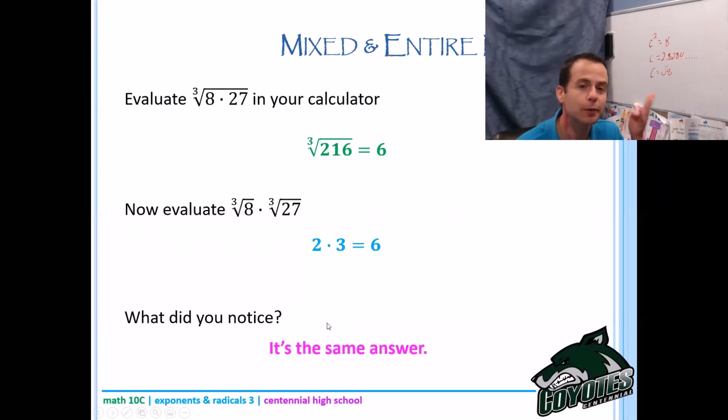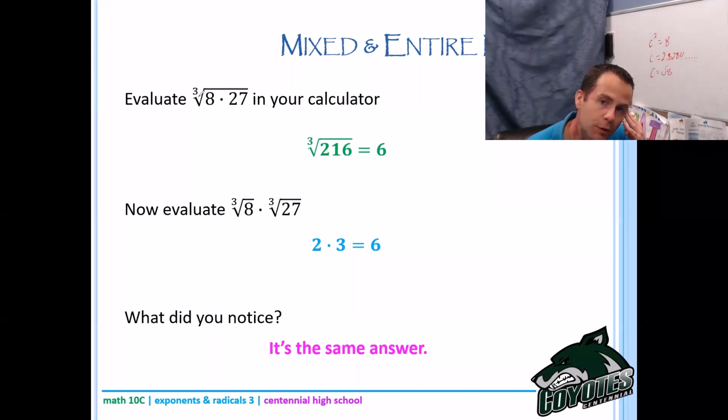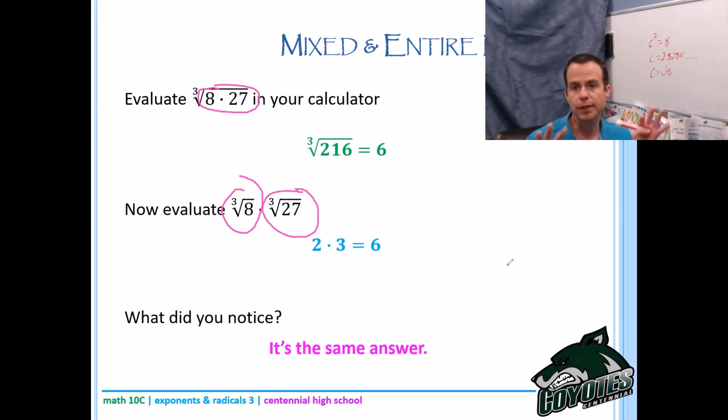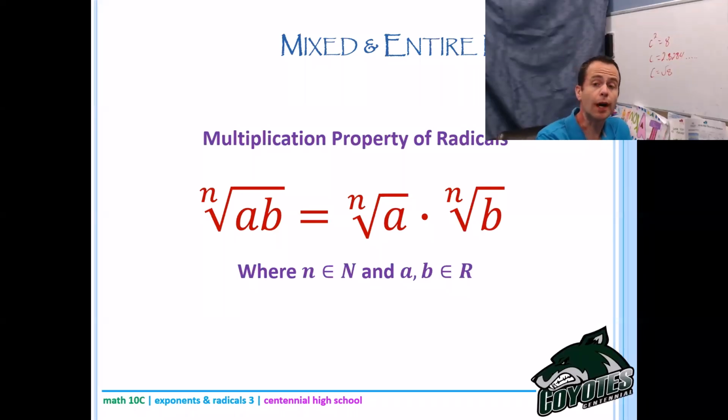Okay, so what are we trying to talk about? What we're trying to talk about is when you have two numbers being multiplied in here, you could separate them out and multiply them as separate roots, and you still get the same answer. And that's actually going to become a super important point. You'll see why in a second, but this is algebraically what we just discussed.